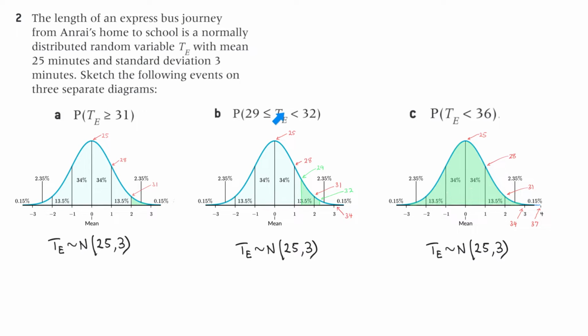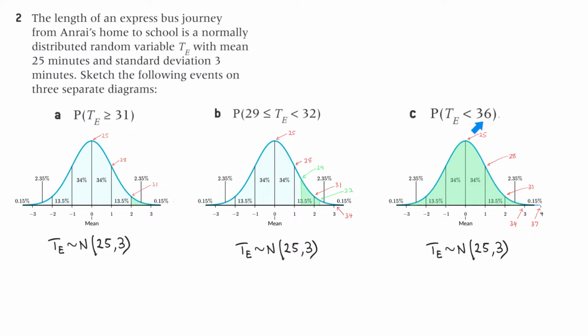B, the random variable T for the express is greater than or equal to 29 and less than 32. It's the same mean, 25, and the same standard deviation, 3, so that's 25, 28, and this one here is 31. Now we're looking to get up to 32, so it's more than 31. That one there would be 34, remember, it's 31 plus another 3. So 32 would be here. The minimum on the domain is 29, so it's from 29 to here, and we just shade that area in.